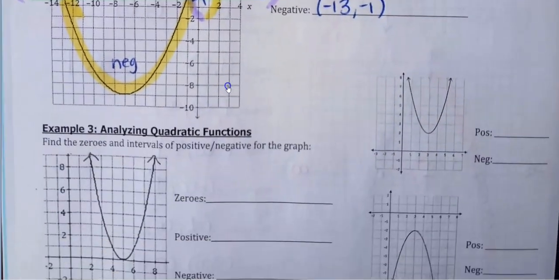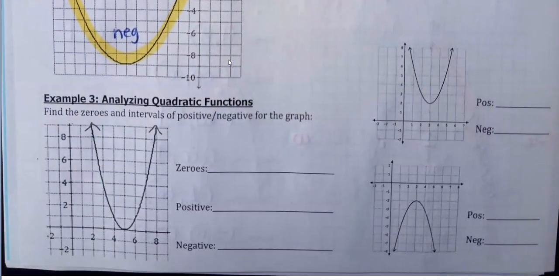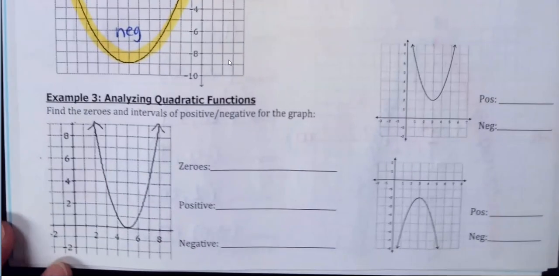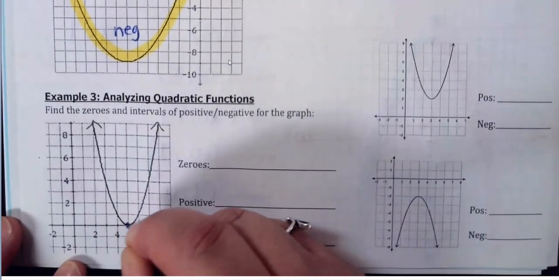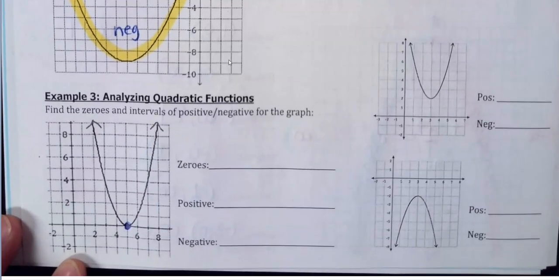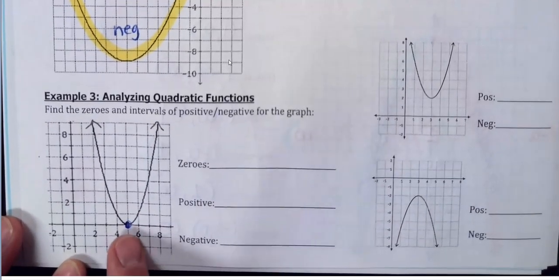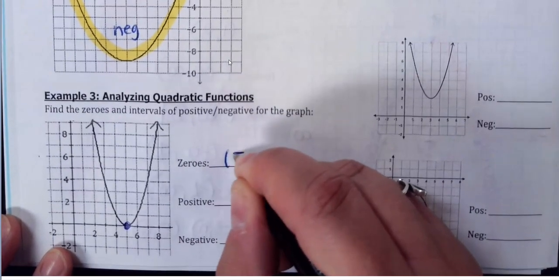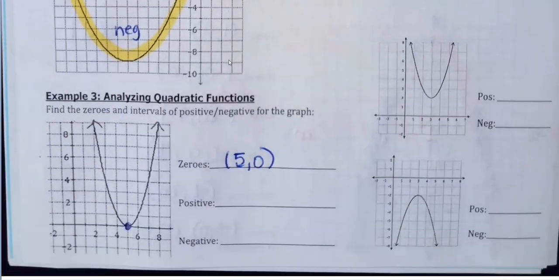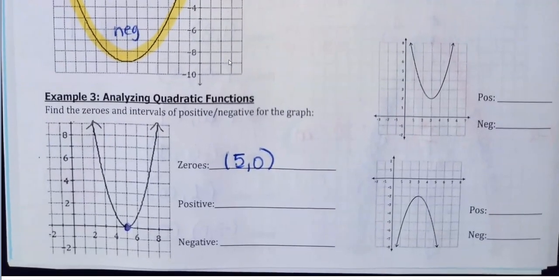I have just a couple of special cases at the bottom just to show you how to write this. I'm going to do these little tiny graphs last, but this one here to the side has a vertex that is also a 0. So the 0 where it touches the x-axis is also the vertex of the parabola. So just one here, it's just 5, 0.